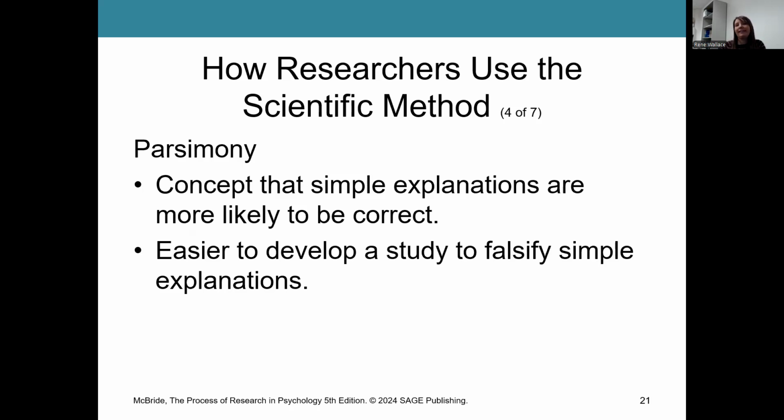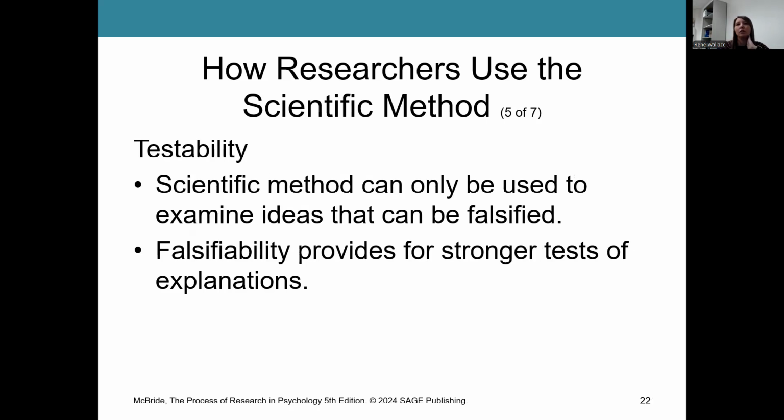Parsimony is this big, complicated-sounding word that really just says simple explanations are more likely to be correct. So the more basic your theory, the better it is. The easier it is to develop a study so that we could falsify it, the easier it is to test it. And so it's this idea that you need to start with the simplest explanation first, and we can work our way past that, but start with the easiest, most testable, simple concept first.